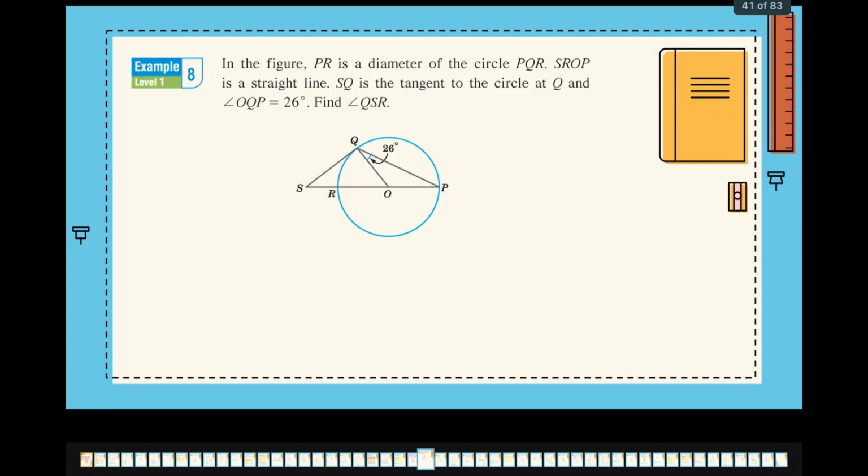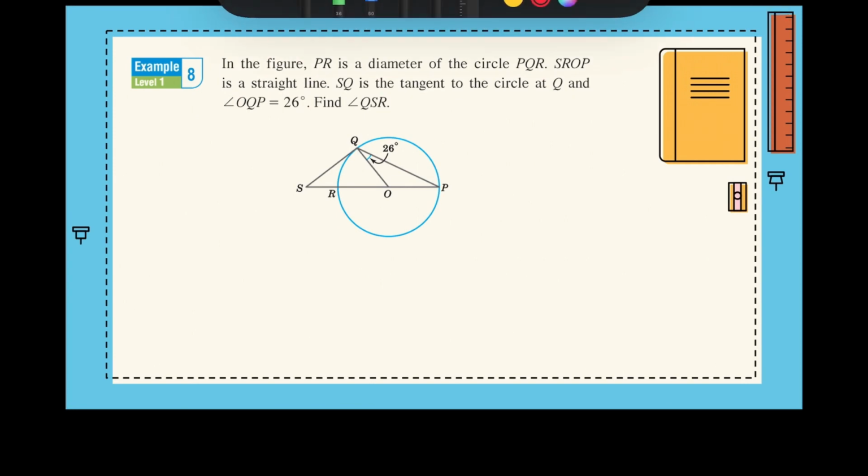So how are we going to use this theorem? In this figure here, PR is the diameter of the circle, and SQ is the tangent to the circle at Q. They give you the angle 26 here. They ask you to find angle QSR. So let's look at where QSR is. QSR is this one here.